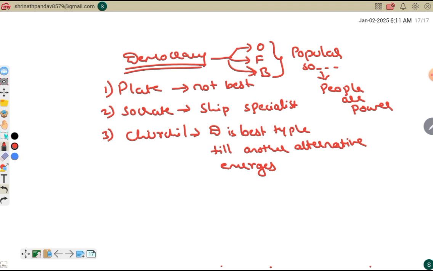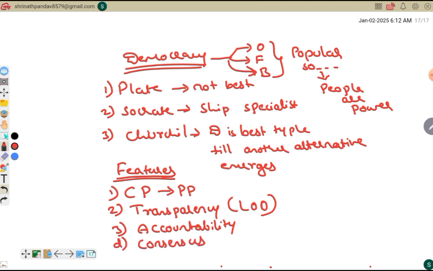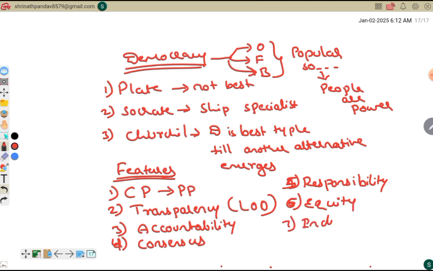When we see democracy, the features of democracy include civic participation, that is people's participation, transparency, that is lack of opaqueness, then accountability, then comes the consensus, responsibility, equity, inclusive and rule of law. These are the features of democracy.